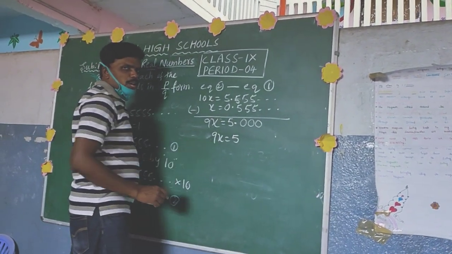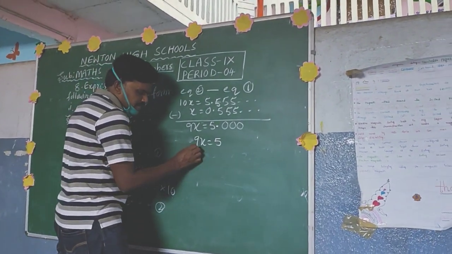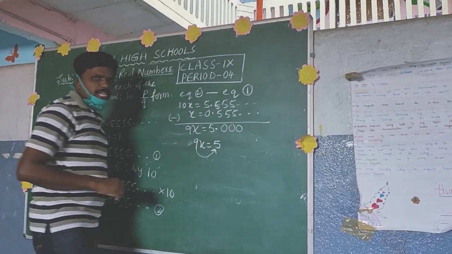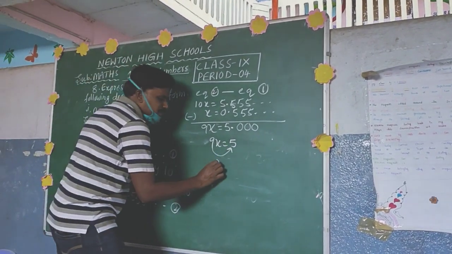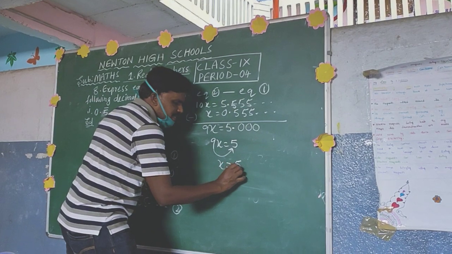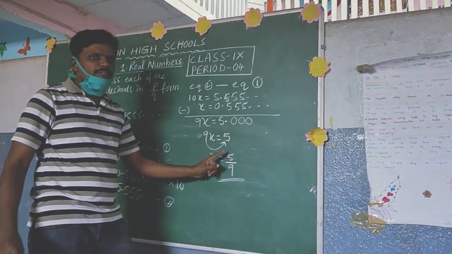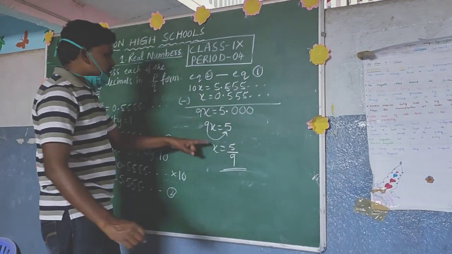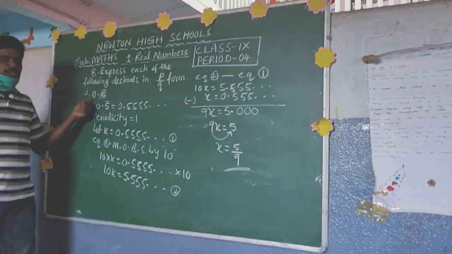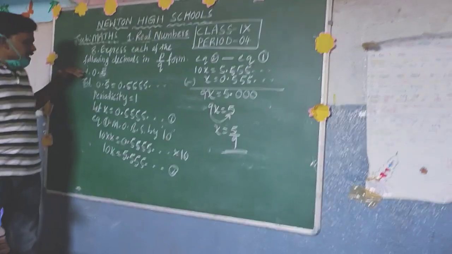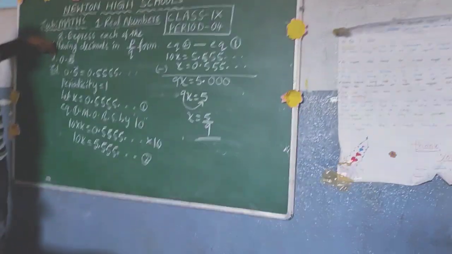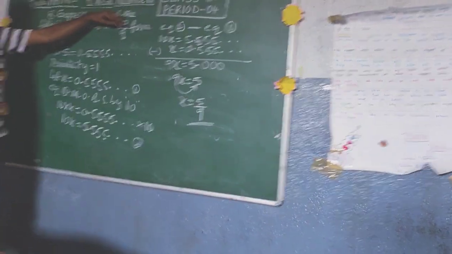Then we need to find the value of x. The multiplication on the left side, when transposed to the right side, becomes division. So x is equal to 5 by 9. So 5 by 9 is in the form of p by q. This is the p by q form of 0.5 bar. Like this, decimal numbers we have to convert into the form of p by q.